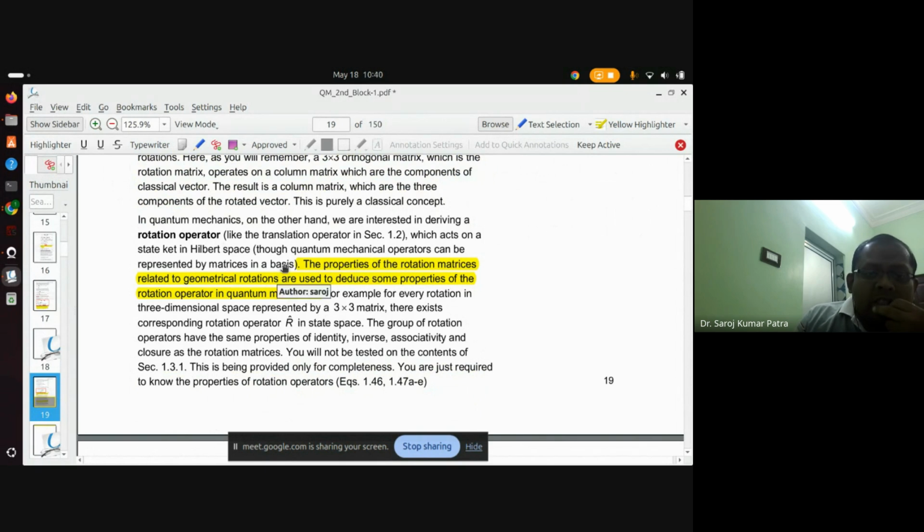Okay. So, in quantum mechanics, we are interested in deriving a rotation operator, like the translation operator जैसे था, rotation operator कैसा होगा वो भी पता होना चाहिए. The properties of rotation matrices related to geometric rotations are used to deduce some properties of the rotation operator in quantum mechanics. वहाँ पे जैसे translation में क्या हो रहा था वो we discussed that if we move the physical system in the x direction epsilon x and move it back minus epsilon x, it should be identity.